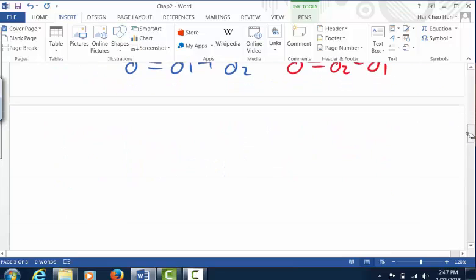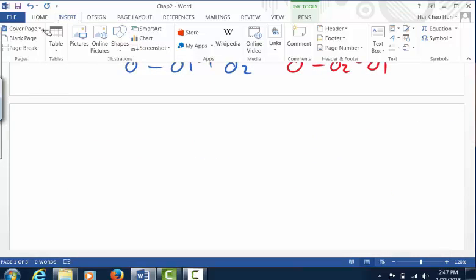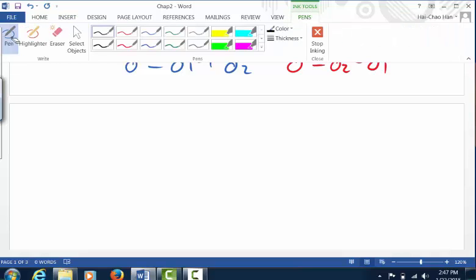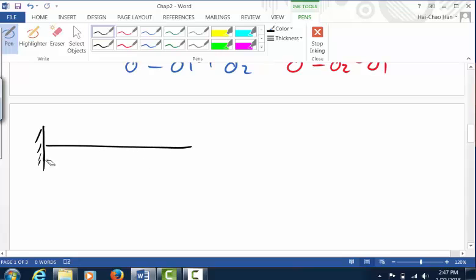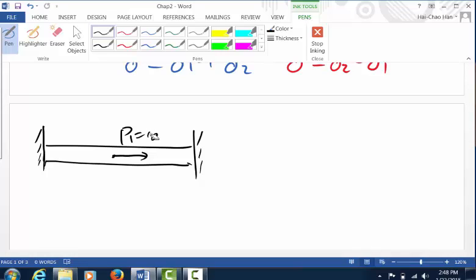Okay, I want to end with this example so you can think about it. Go back here, and this is the pen. So we have this problem. You have a bar between two walls. Now I have a load I'm applying here, say P1 equals 10. It's like you have a rubber band between two walls, and you're applying a load in the middle. Now my question is, when you apply this load in the middle, what's going to happen?